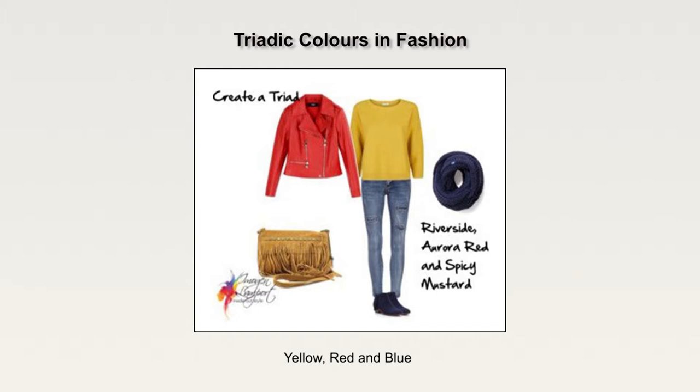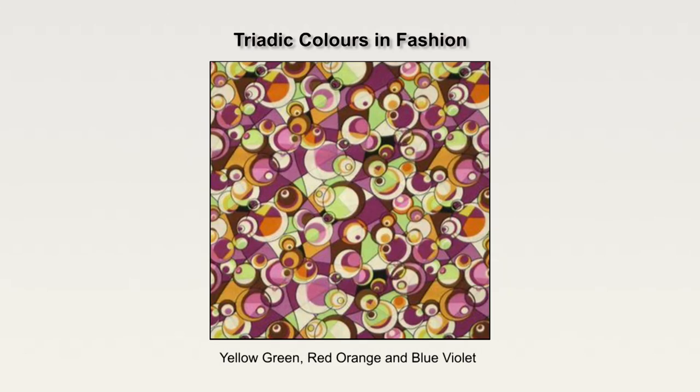In the image, we can see a t-shirt in yellow, a denim trouser in blue, and a jacket in red. All this teamed up together creates a triadic combination. We can use similar concepts to create ensembles. A triadic combination example in print: yellow green, red orange, and blue violet.